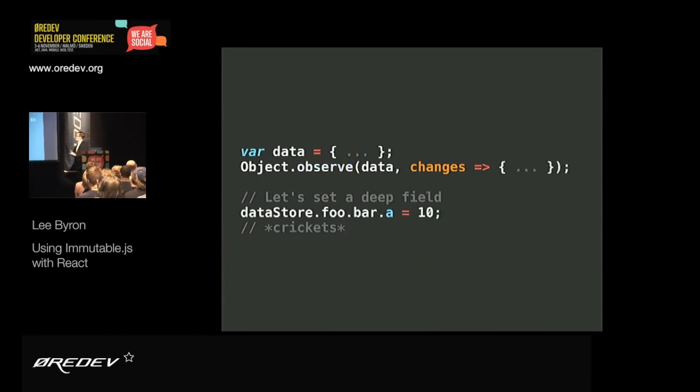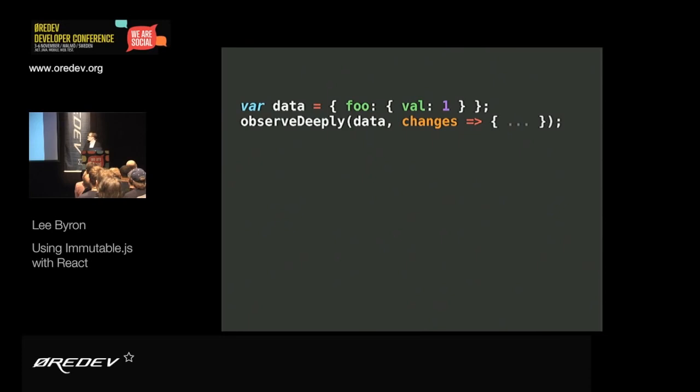We also can observe deeply. So if we have our data store here and we set deeply, data.foo.far.a equals something, object observe actually does not fire. So we would solve this intuitively by, let's not just observe, let's observe deeply. So I created this function that will call object observe, and then it will iterate over the keys, and if it finds another object, it will also observe that, and it will recurse. So we get really nice, totally deep object observe.